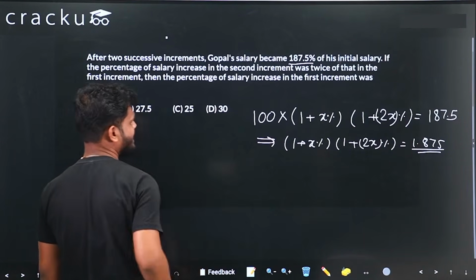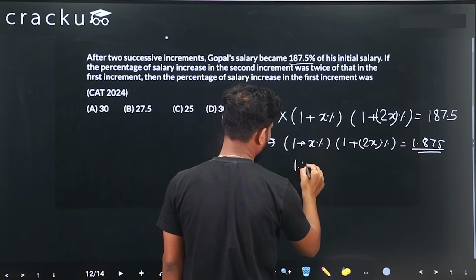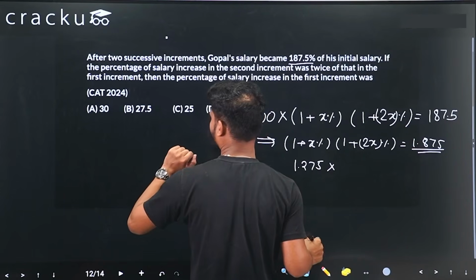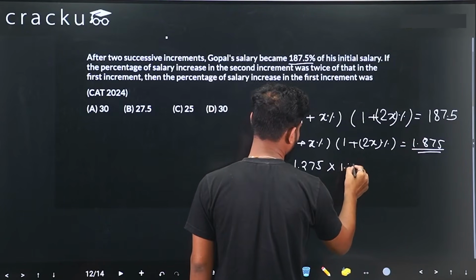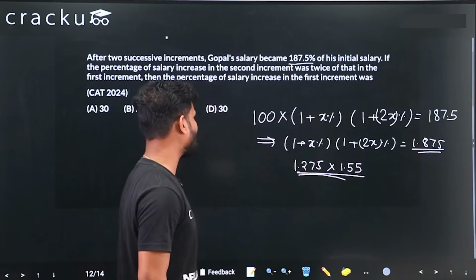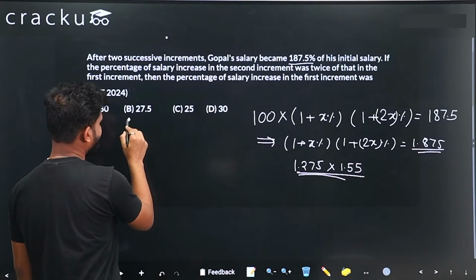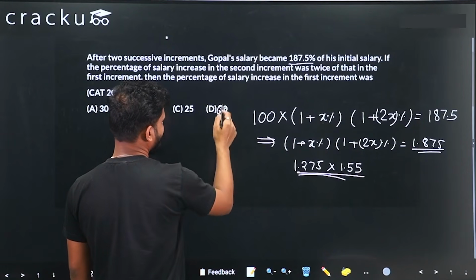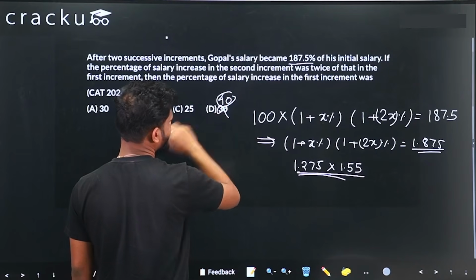If you take 27.5, this will become 1.275 into 2 times 27.5 will become 1.55. Now this can be the possible answer. So let us hold at this one. This option was not this one. This was 40. Here also it won't come.